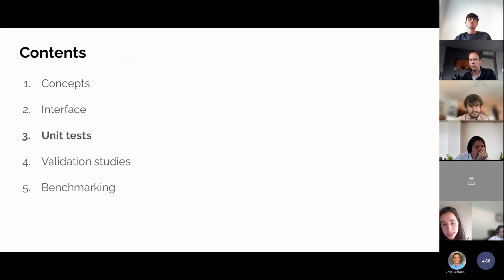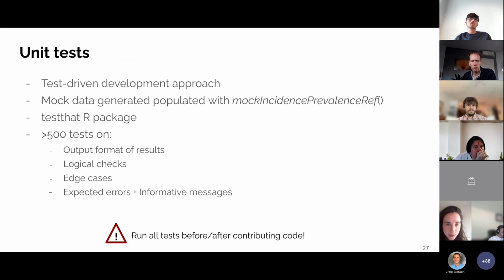So in terms of unit testing, we tried to develop a test-driven approach in which we were testing a lot the code we were developing. In order to test our code, we generated this function called mock incidence prevalence rect, which gives us mock data to actually test the package. The tests were developed using the testthat package, and we developed tests in order to test the output format of the results. We also did logical tests, and we tested edge cases to make sure they were well handled.